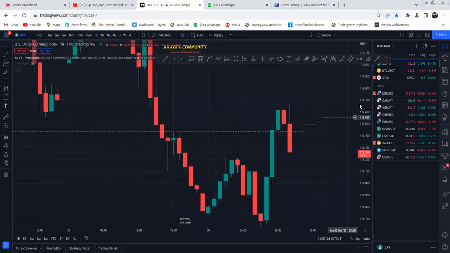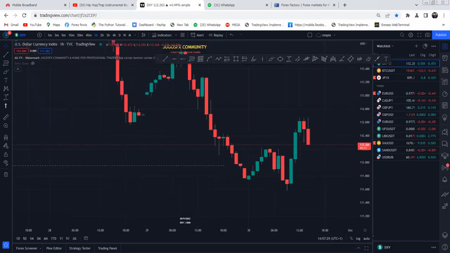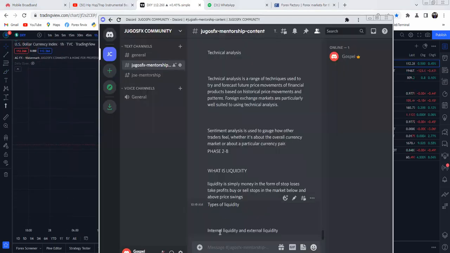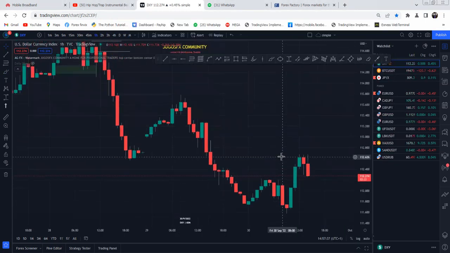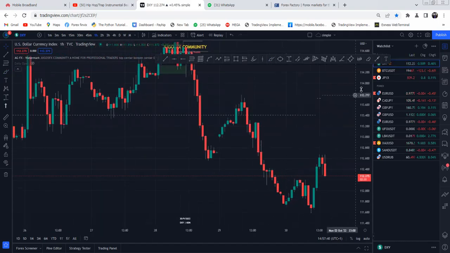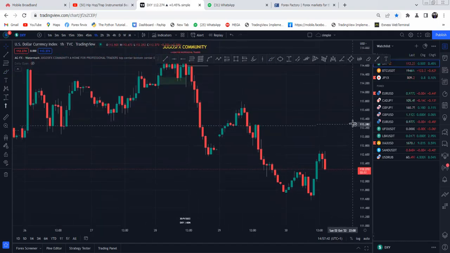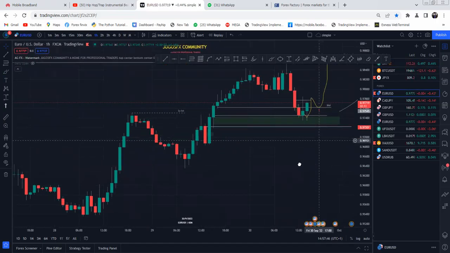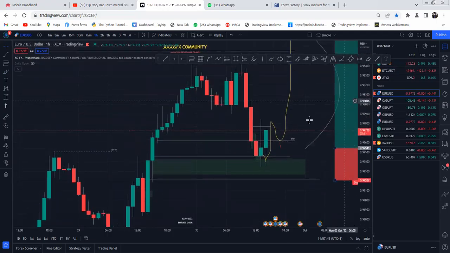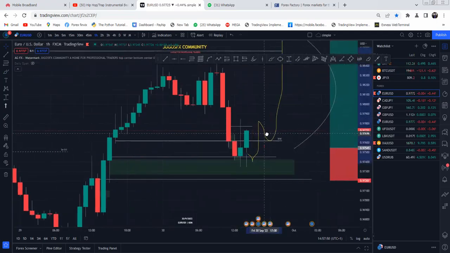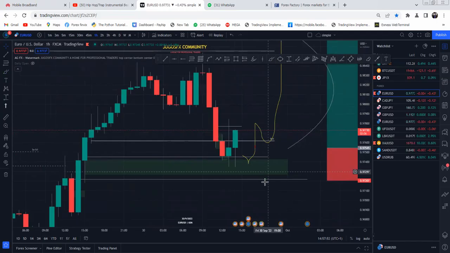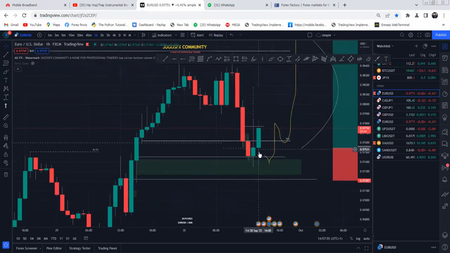There we go. Now, about this liquidity, we have talked about internal range liquidity and external range liquidity. I just want you to understand that liquidity is where stop losses are sitting, where buy stops are sitting. Now, for example, this is currently a trade that I sent to the mentorship group. We are taking this buy trade here.